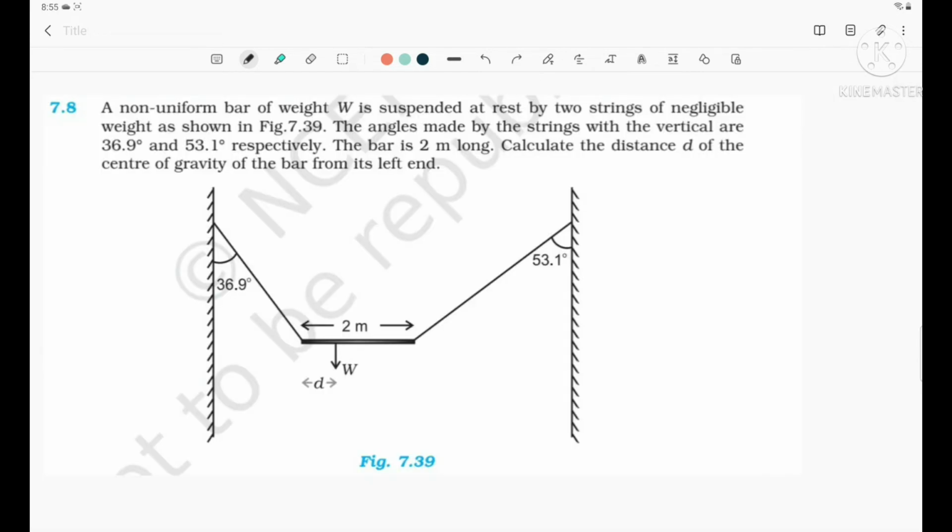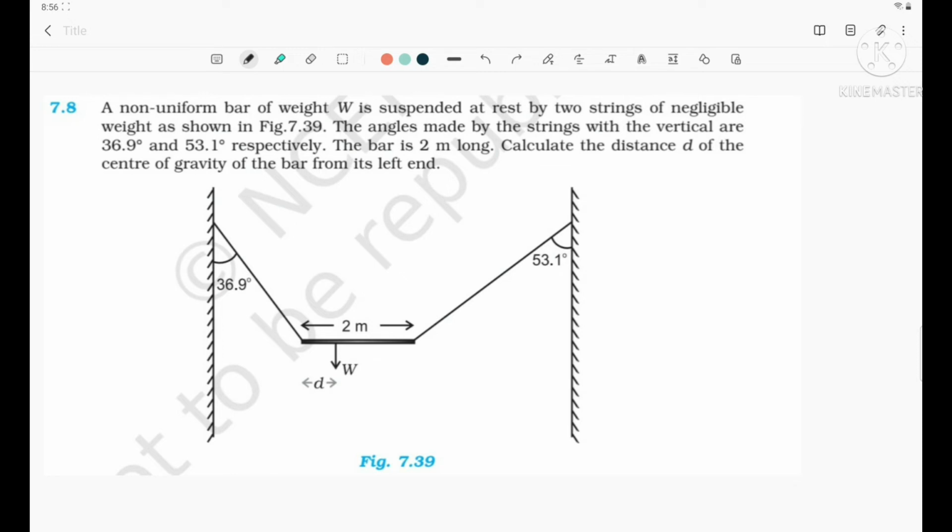A non-uniform bar of weight W is suspended at rest by two strings of negligible weight as shown in the figure. The angles made by the strings with the vertical are 36.9 degrees and 53.1 degrees respectively. The bar is 2 meters long. Calculate the distance d of the center of gravity of the bar from its left end.